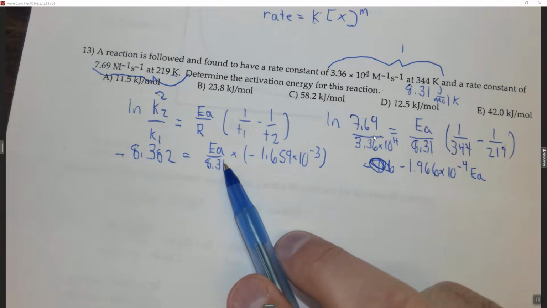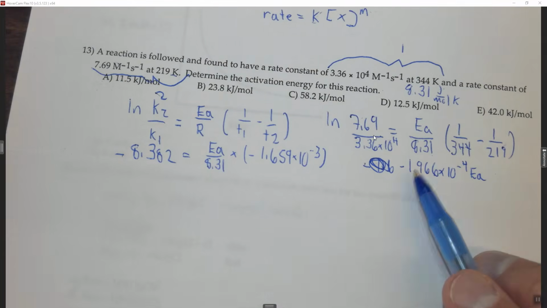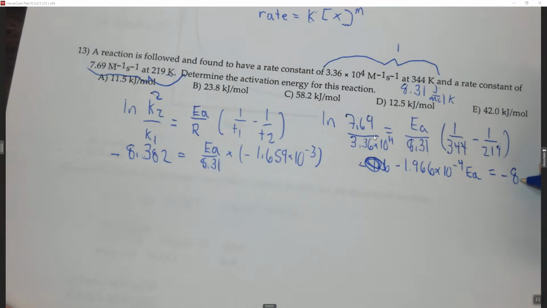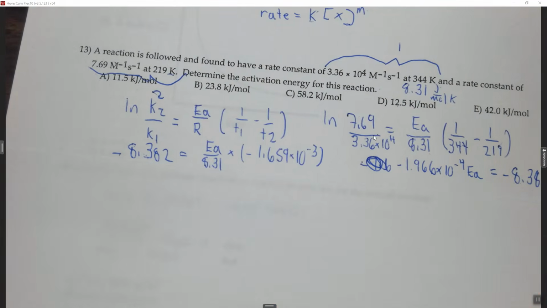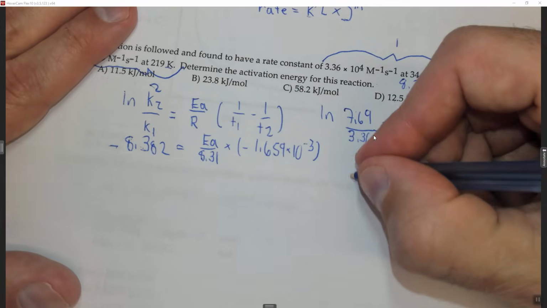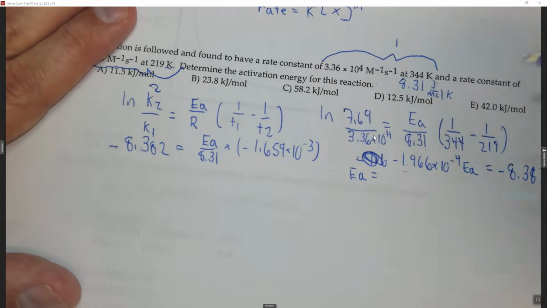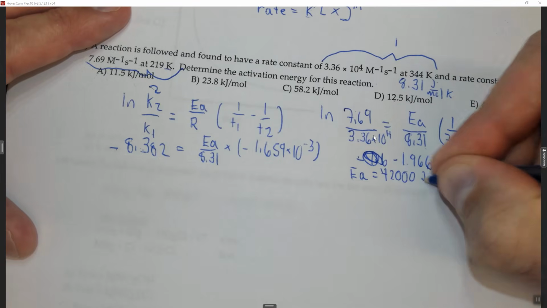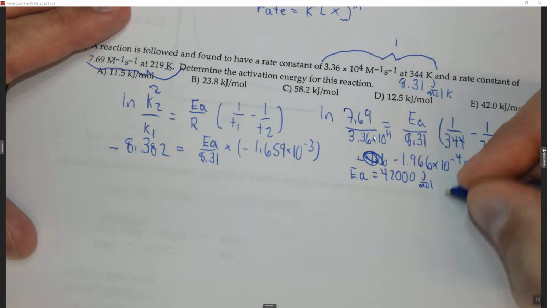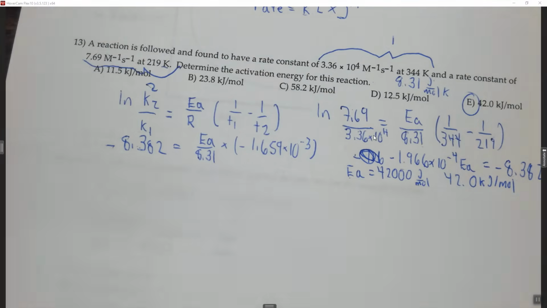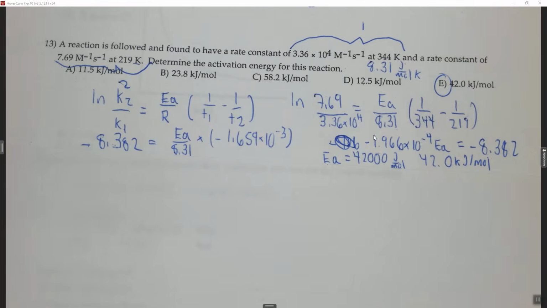So I just took this number and divided by 8.31, and I got this number times EA equals the same number, negative 8.382. Then divide by this, divide into that one, and you get EA is equal to 42,000 joules per mole, which is 42.0 kilojoules per mole. We have to divide it by 1,000, so the answer is choice letter E.